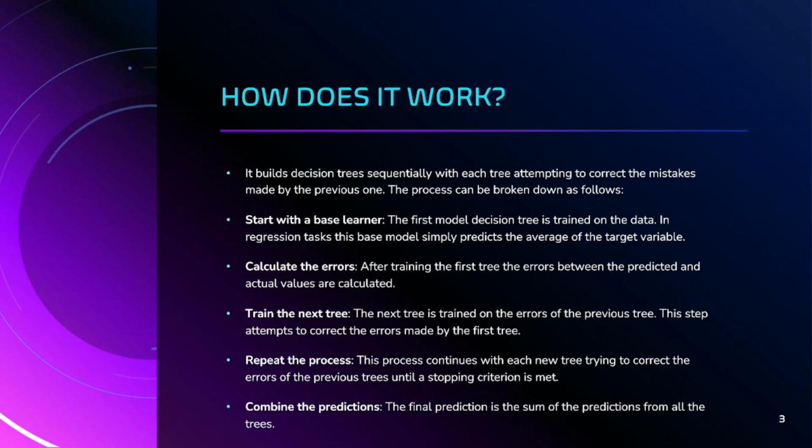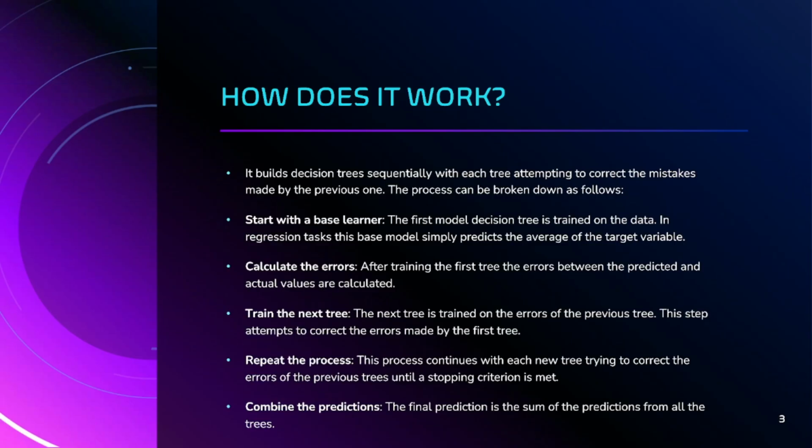It builds decision trees sequentially, with each tree attempting to correct the mistakes made by the previous ones. The process can be broken down as follows. Step 1 is to start a base learner. The first model, a decision tree, is trained on the data. In a regression task, this base model simply predicts the average of the target variable.